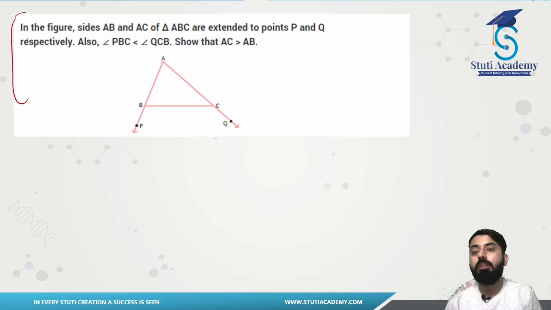So it is this one. In the figure, sides AB and AC of triangle ABC are extended to points P and Q. See, AB and AC are extended to P and Q respectively. Also, angle PBC, which is this one, is less than angle QCB, which is this one. We have to show that AC, which is this side, has to be greater than AB, which is this one.